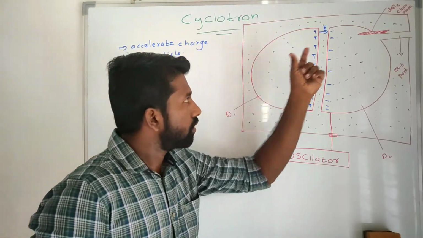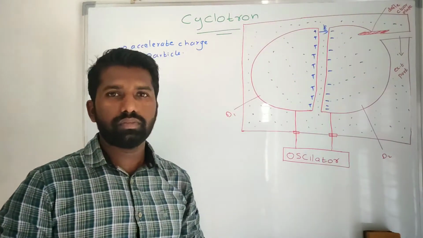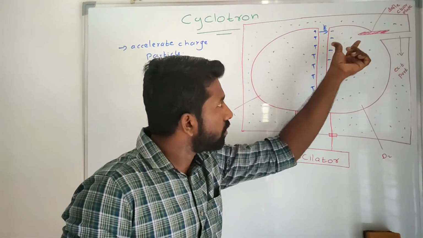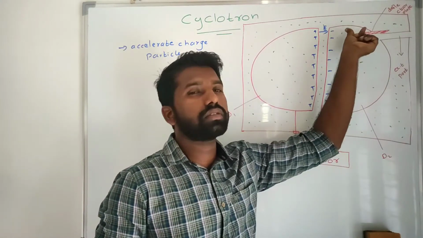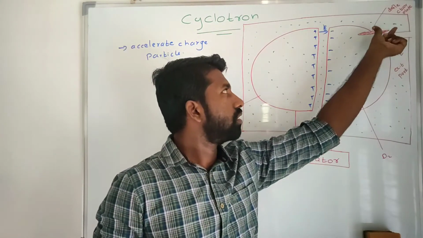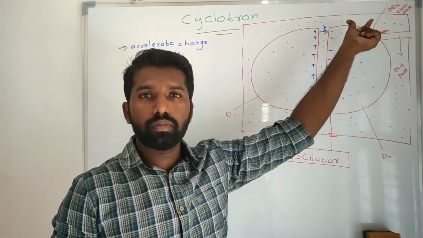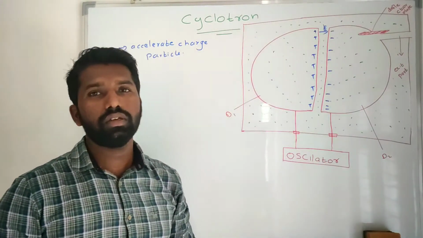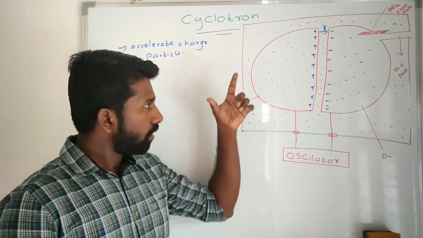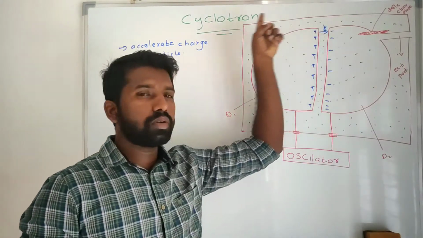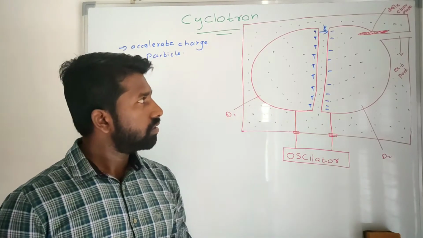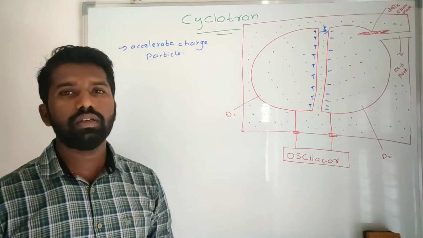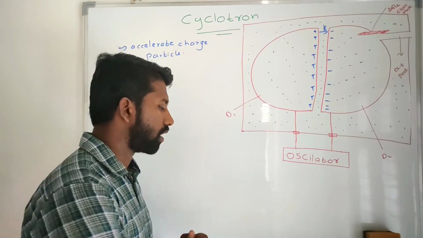Then there is a deflector. Why is this deflector connected? For the accelerated charged particle to get out from the Ds, a deflector plate is connected. And this entire setup is placed inside a chamber. This is the construction of the cyclotron.